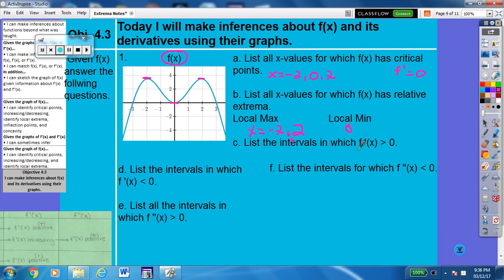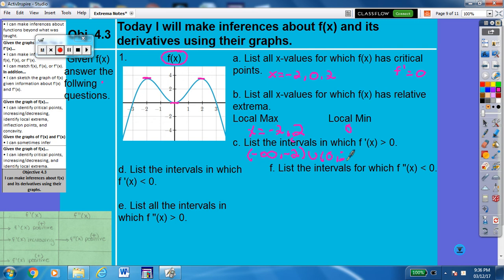The next question is: list the intervals in which the derivative is positive. Well, if we're looking for a positive derivative, that means the direction of the graph, which is f, has to be going up, increasing. So a positive derivative in this particular case would be from -infinity to -2. Because at -2 the derivative is 0, the derivative is not positive there, so we're not going to include it. Our interval will be -infinity to -2, not included. And then we have a positive slope again from 0 to 2, again not included.